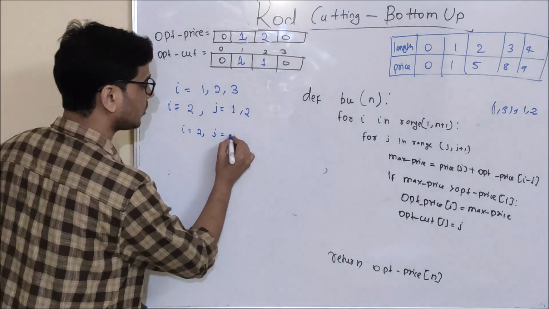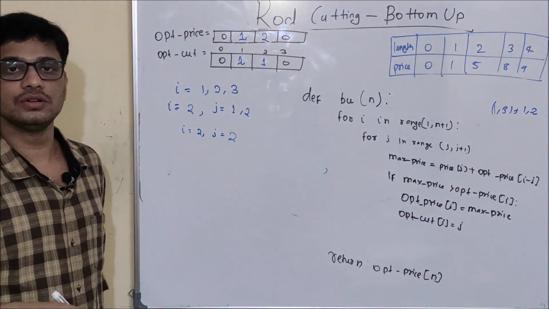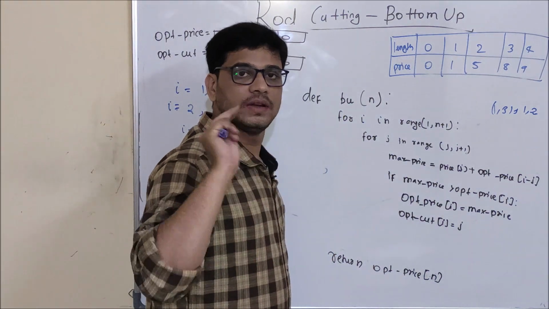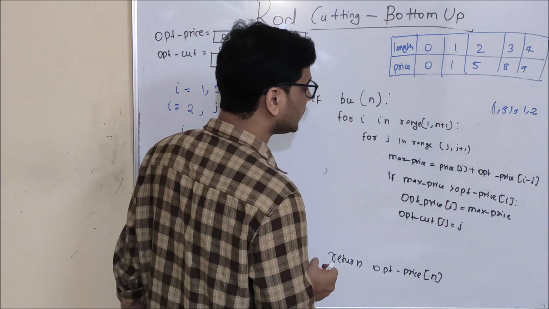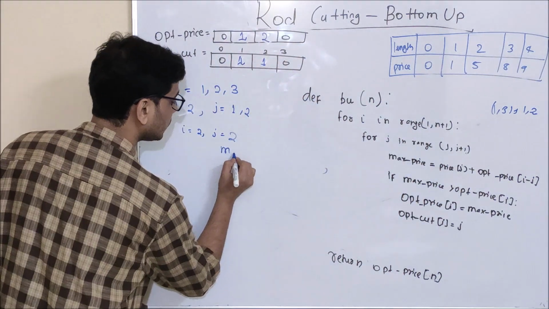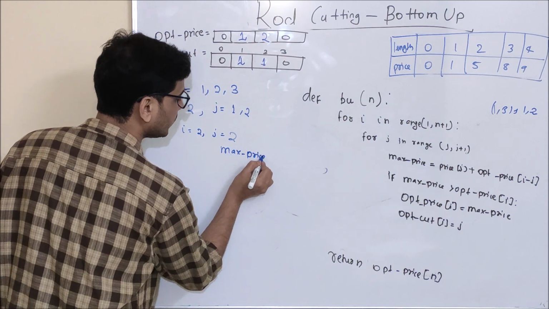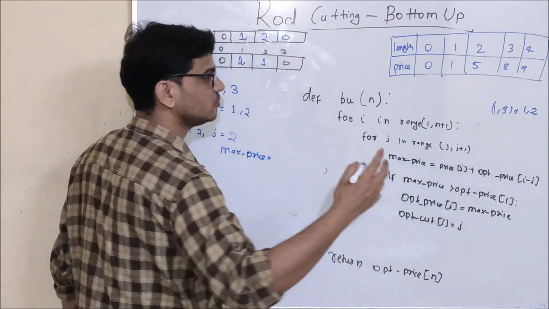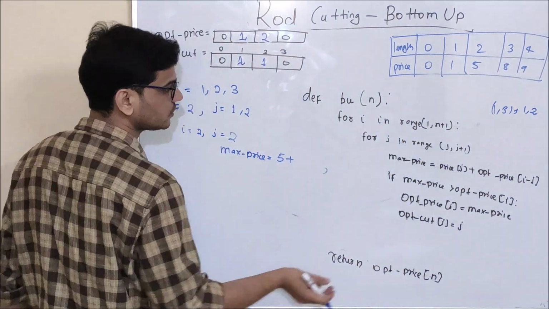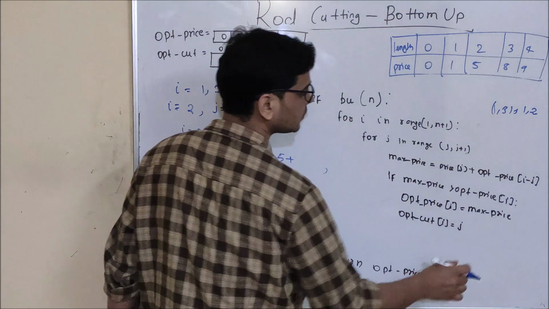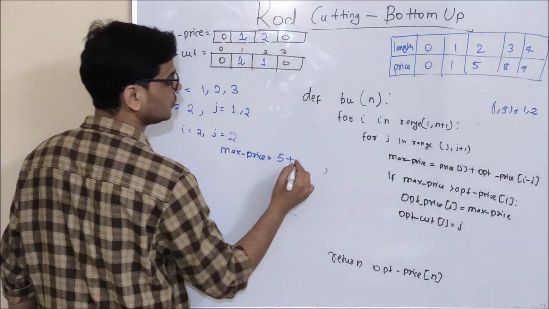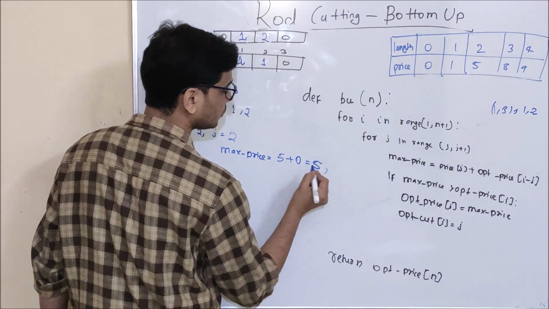Now see what will happen when j will equal 2. When j is equal to 2, it means I am giving it a 2 meter cut. And when I give it a 2 meter cut, first of all I will calculate the price of j. Max price will be equal to price of j, and what is j here? 2. So 5 plus opt price of I minus j. I is 2, j is 2. So opt price of 0, and it is equal to 0. So it is equal to 5.